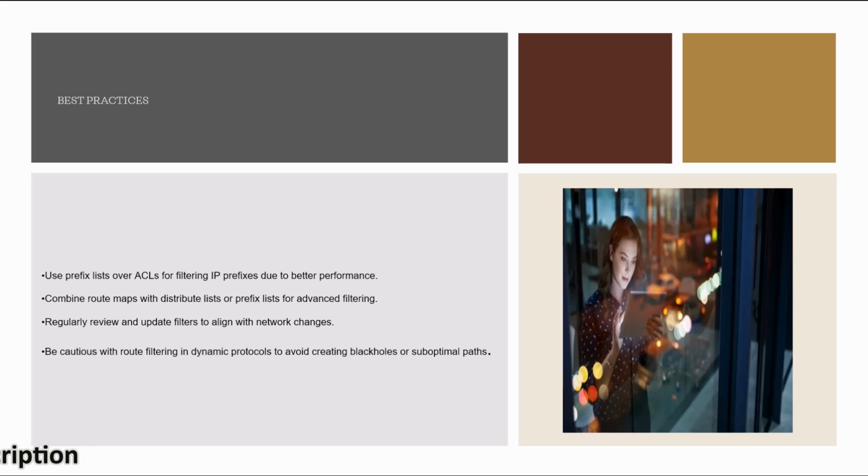Now, the best practices: use prefix lists over ACLs for filtering IP prefixes due to better performance. We have seen that in my lab. Combine route maps with distribute lists or prefix lists for advanced filtering. Regularly review and update filters to align with network changes.